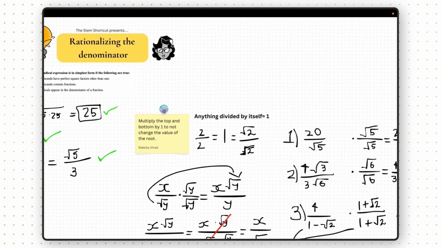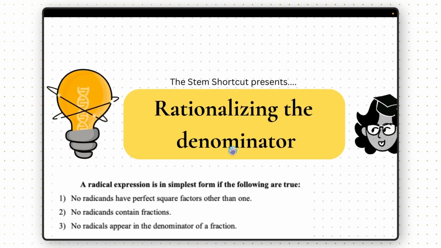Hi everyone, today the STEM shortcut presents Rationalizing the denominator.